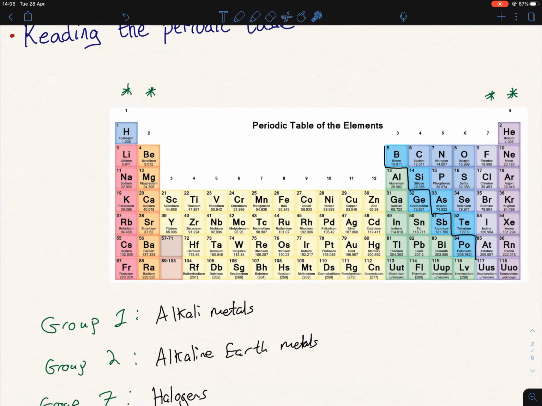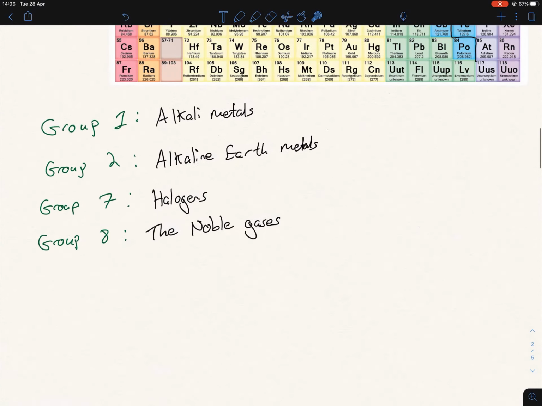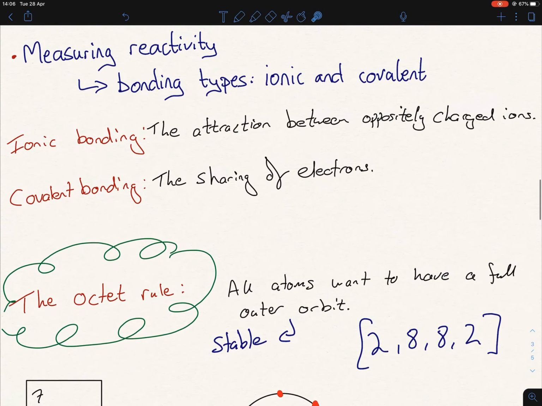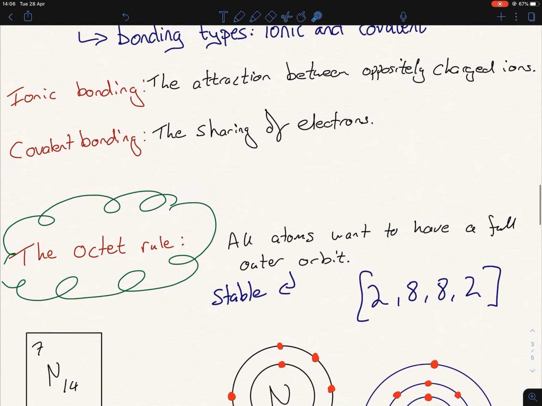If I go over here, each one of these elements has 2 electrons in its outer orbit. So you can use the groups here to check if you're correct when you're drawing out your Bohr diagram, because it should equal the same number over here for the outer orbit. So it's a neat way of determining if you're accurate or not.